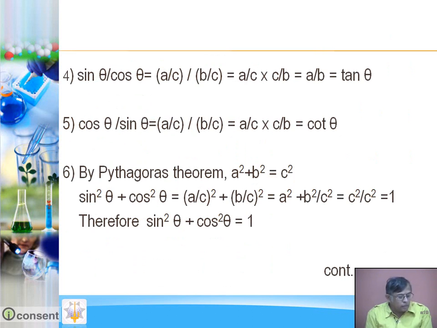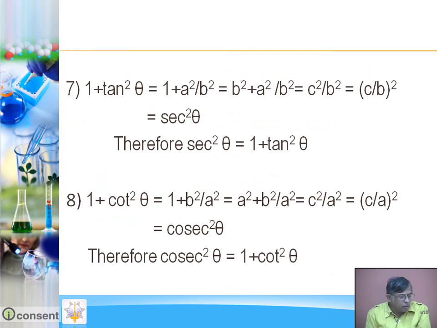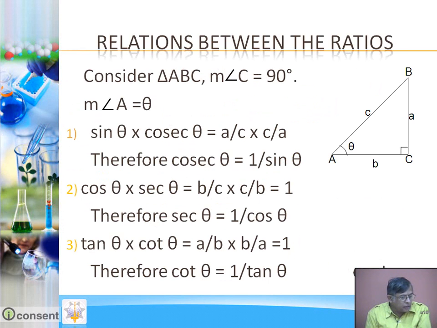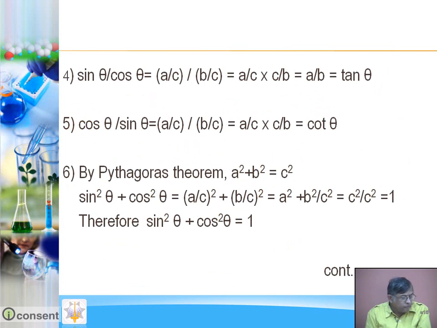Now, by Pythagoras theorem, A square plus B square is equal to C square, means hypotenuse square is equal to the sum of squares of the remaining sides. That is Pythagoras theorem. So A square plus B square is equal to C square. Now sin square theta plus cos square theta is (A upon C) whole square plus (B upon C) whole square. That is equal to A square upon C square plus B square upon C square. Denominator same. Therefore A square plus B square upon C square, and A square plus B square is equal to C square.